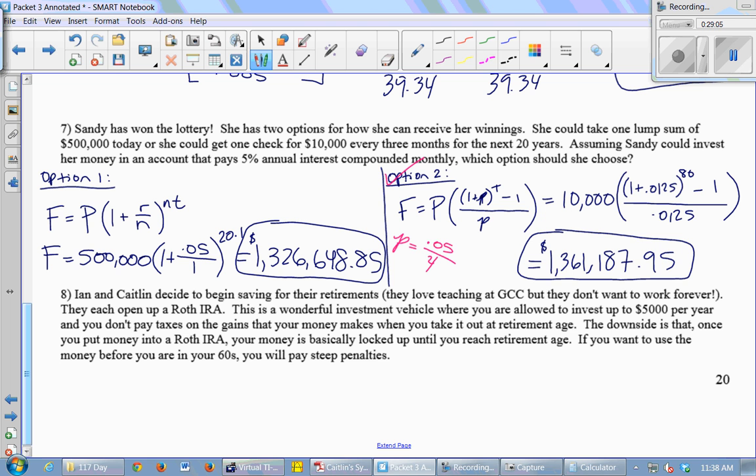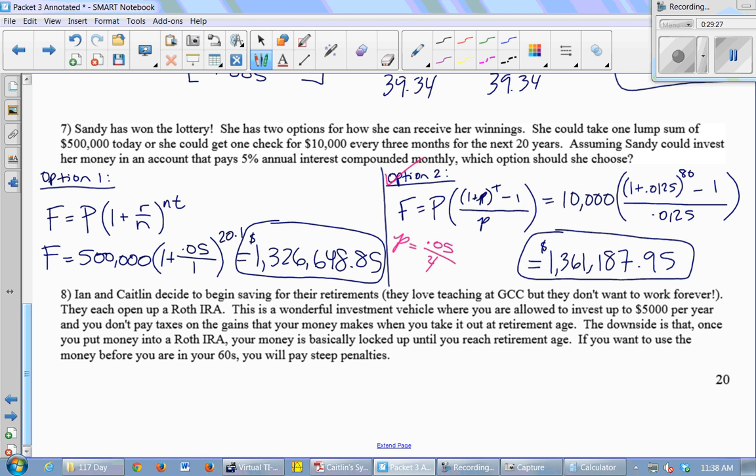All right, now it gets good. Ian and Caitlin decide to begin saving for their retirements. We love teaching at GCC, but we don't want to work here forever. So we're going to open a Roth IRA. We're each going to open a Roth IRA. It's a great investment vehicle if you haven't ever heard of it.